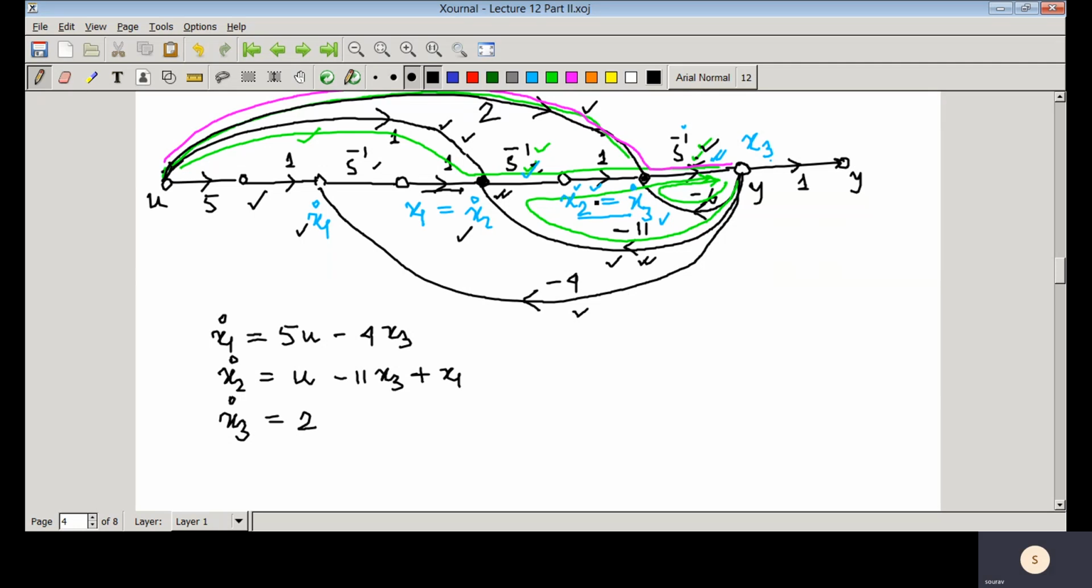and x3 dot equal to, you can see that x2 here, say x2, minus 6x3, plus this branch 2u. So we have these three state equations, and here you can see that y equal to x3. So this is x3 dot, so basically that one would be x3, so y equal to x3.